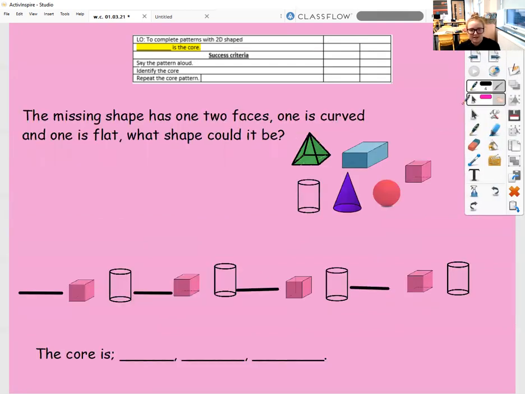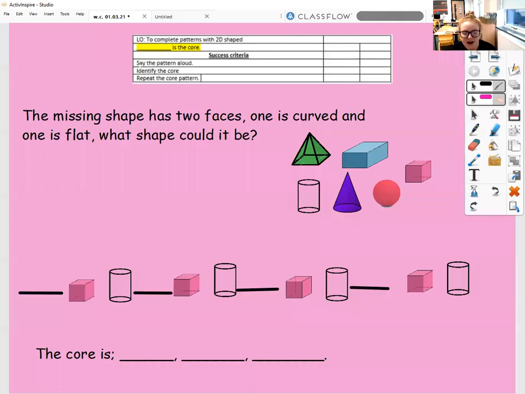Okay, so now it's asking me to identify the missing shape and complete the pattern. So this says the missing shape has two faces. One is curved and one is flat. What shape could it be? So I'm looking for a shape that has two faces, one is curved and one is flat.